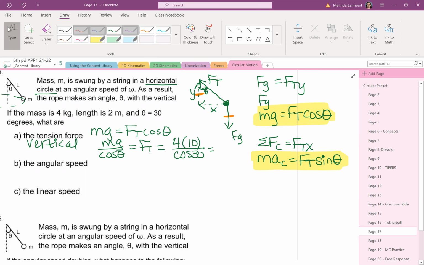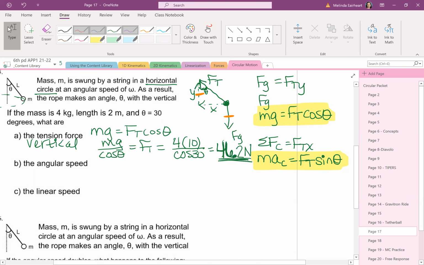So just to get an idea, oh yeah, make sure you're in degree mode. Degree, degree, degree. And what do we get? I think you're in radian mode. 200 is way bigger. 46 point something, yeah. So 46.2, I think. Yeah. And the SI unit for tension? Newtons.